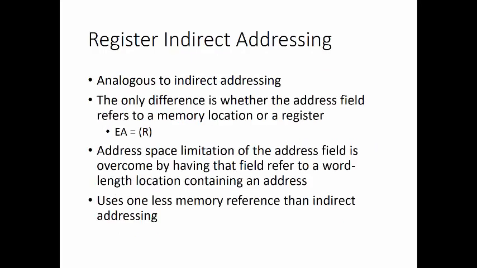Register indirect addressing is analogous to indirect addressing. The only difference is whether the address field refers to a memory location or a register. So the effective address is the contents of the register. The advantages and limitations of this are basically the same as for indirect addressing. In both cases, the address space limitation, the limited range of addresses in the address field, is overcome by having that field refer to a word length location containing an address. In addition, register indirect addressing uses one less memory reference than indirect addressing.